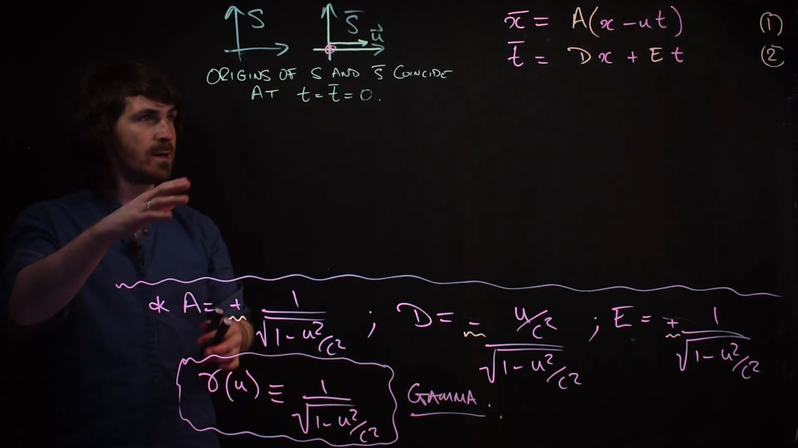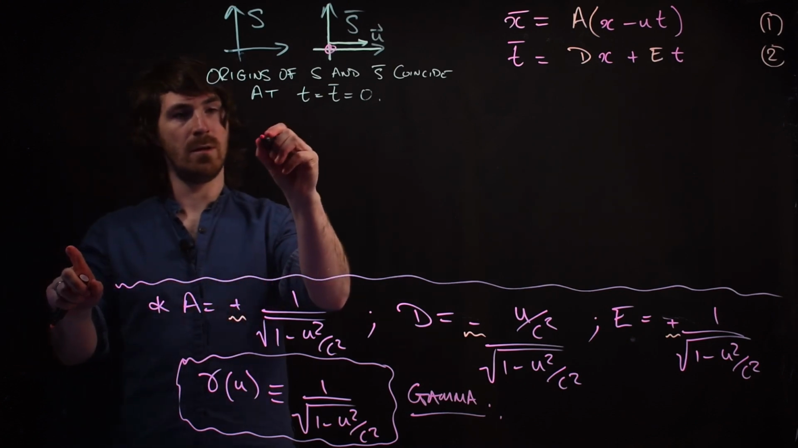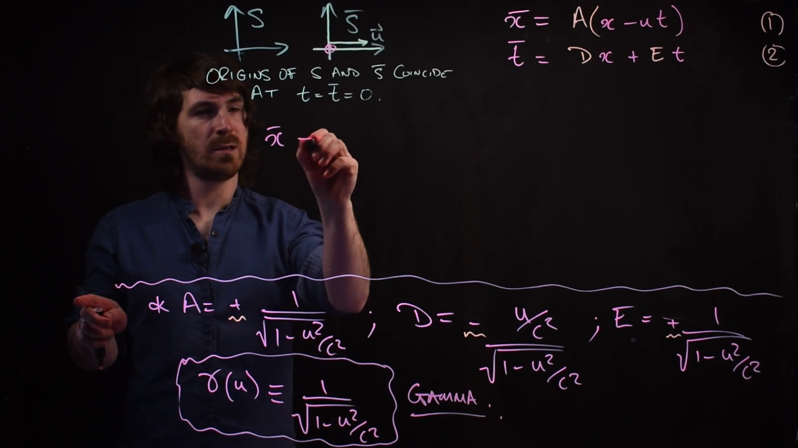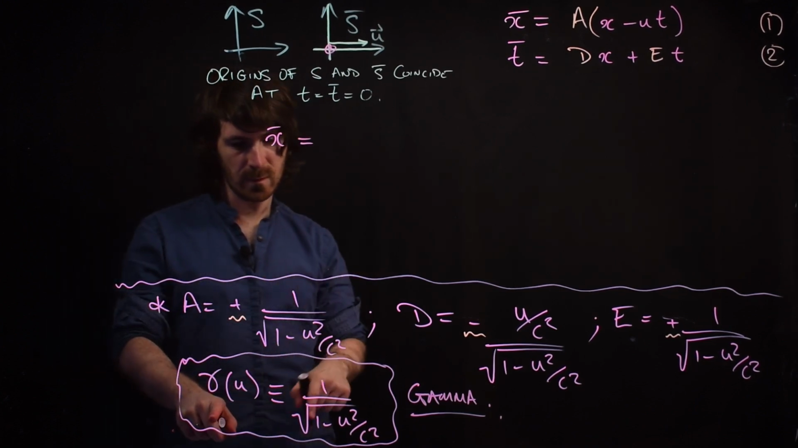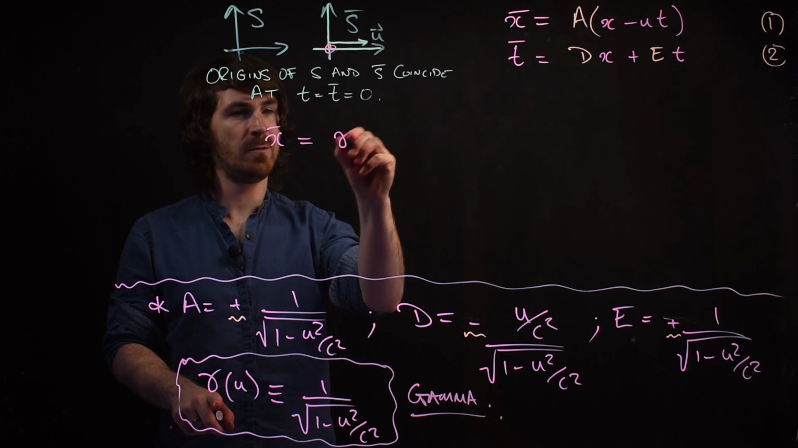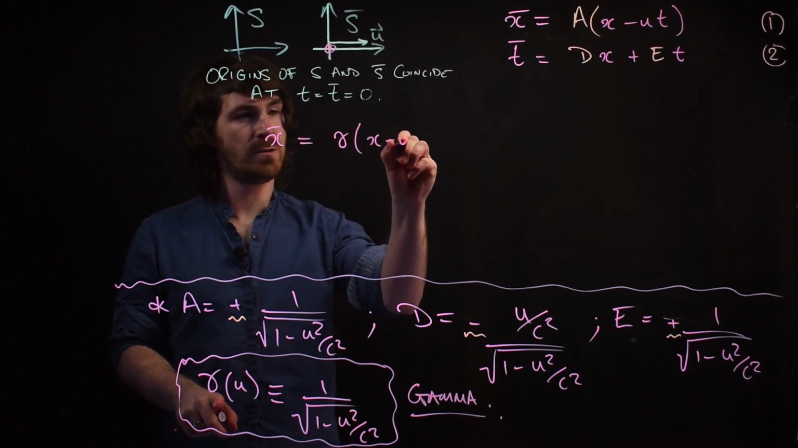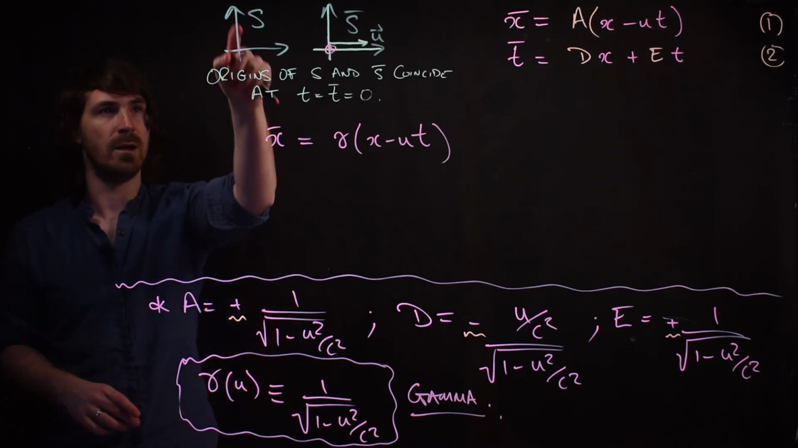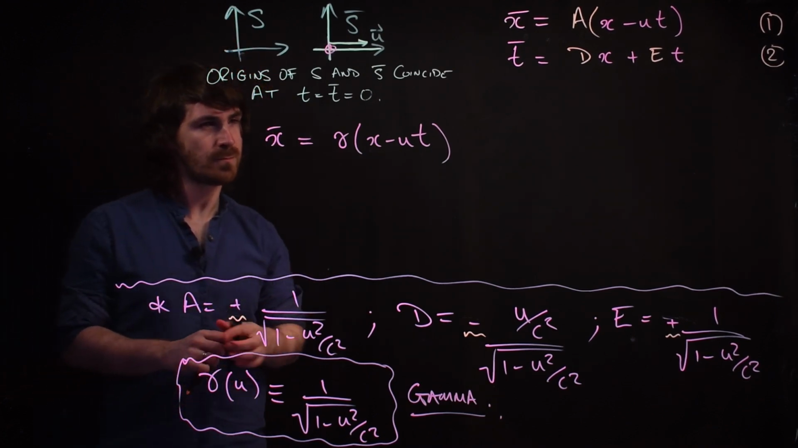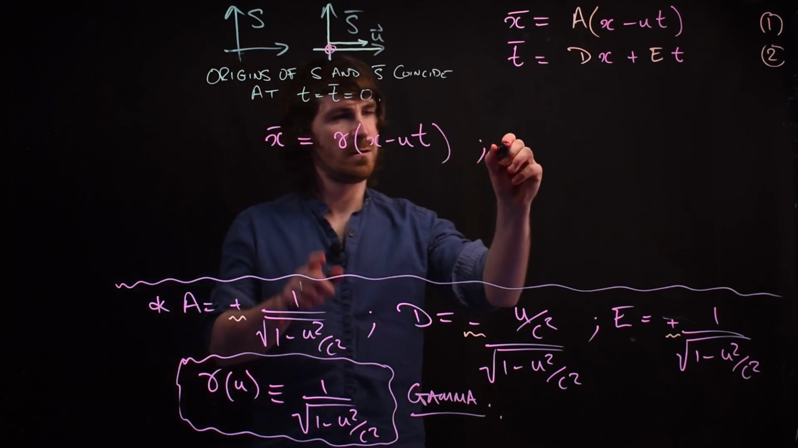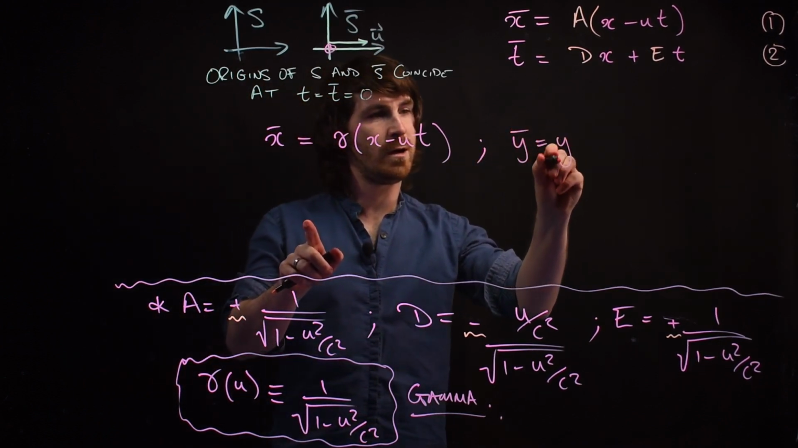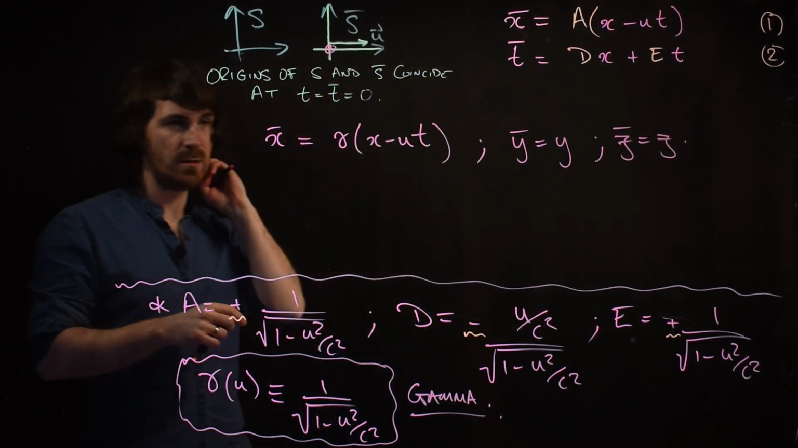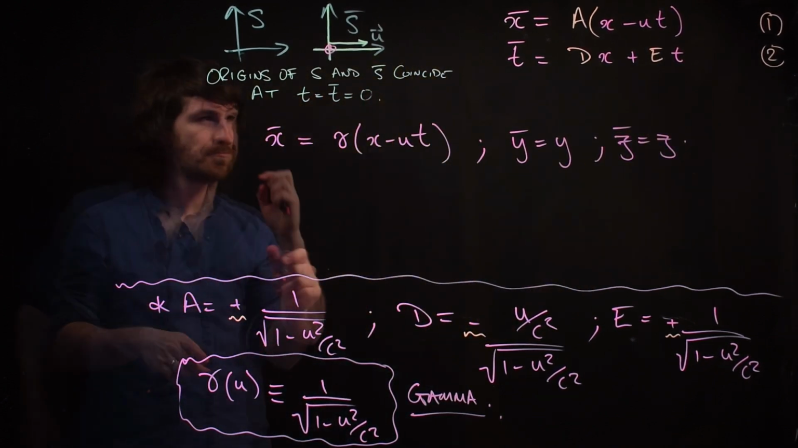Okay, so let's summarize what we found. We found that x bar, the coordinate as measured in frame S bar, is equal to a, and that's just gamma, times x minus u t. So these are the unbarred coordinates corresponding to frame S. We said that y bar equals y and z bar equals z. Okay, so this is the solution for this case.